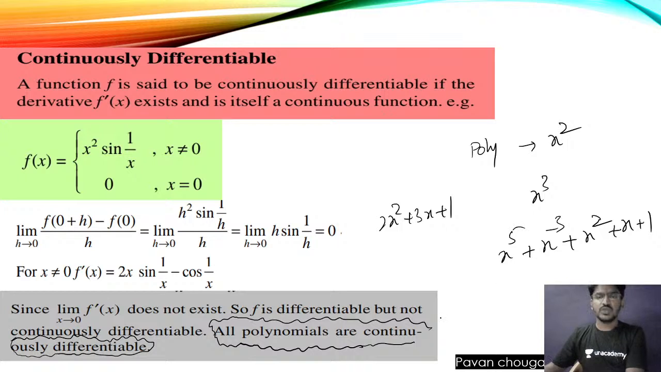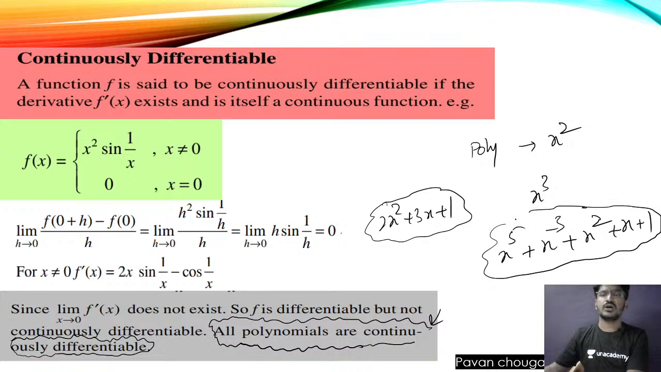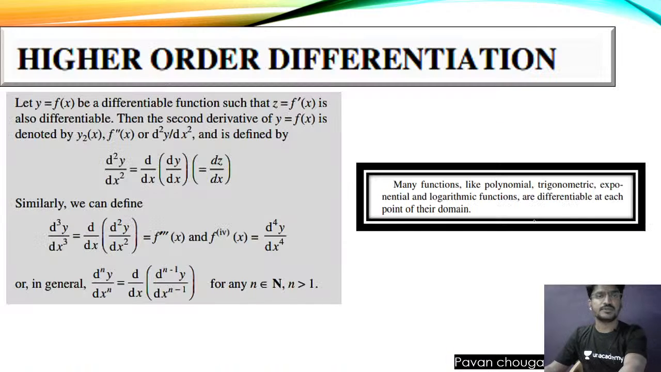So, as we know from the result, all polynomials are continuously differentiable. You can say that all polynomials are continuously differentiable. Clear? Okay, now let us move to the next slide.